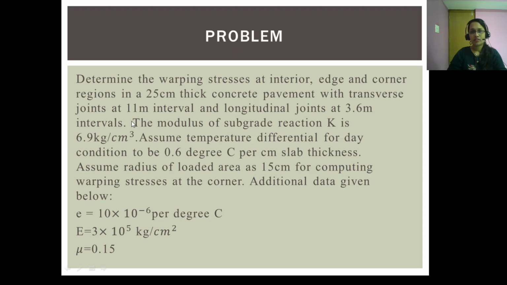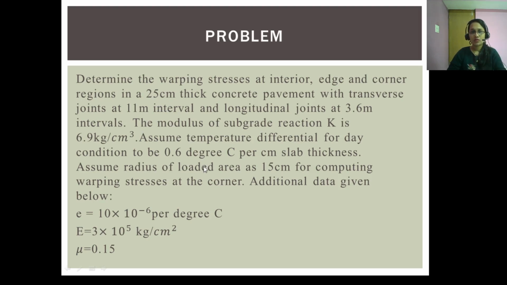So what is given to us in this problem is a 25 centimeter thick concrete pavement. We have to determine the warping stresses at the interior, edge and the corner regions. The modulus of subgrade reaction, the K value, is given to us. We are given the temperature differential for the day conditions as 0.6 Celsius per centimeter slab thickness. So what will T be? T will be 0.6 into the slab thickness, that is 25 into 0.6.